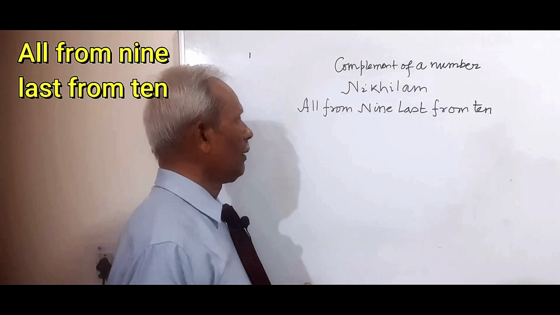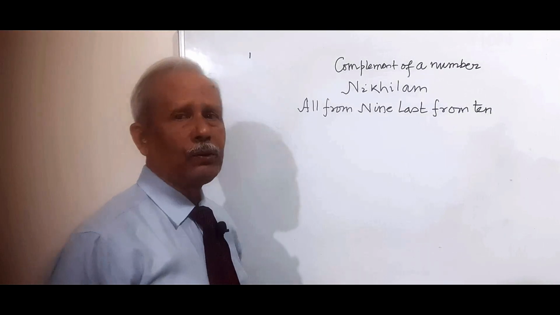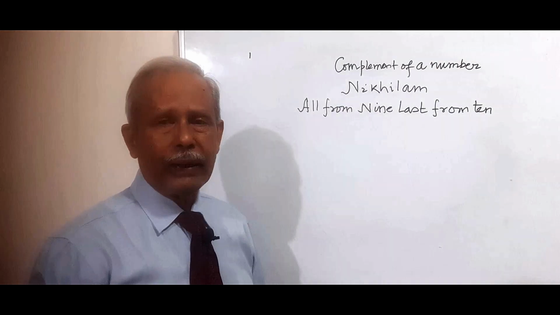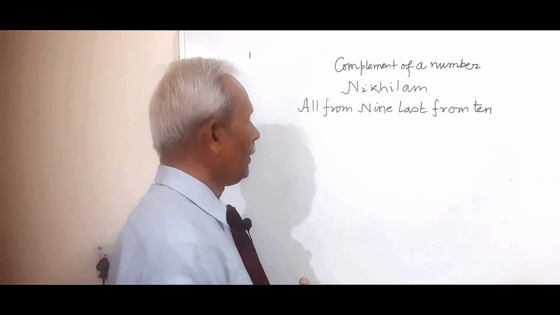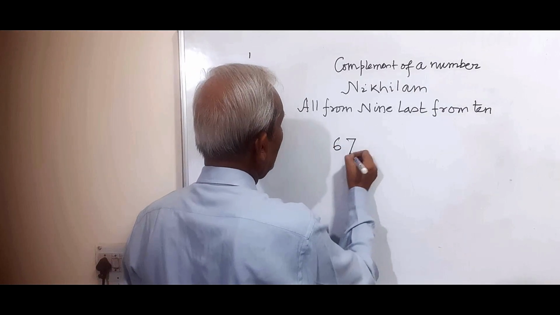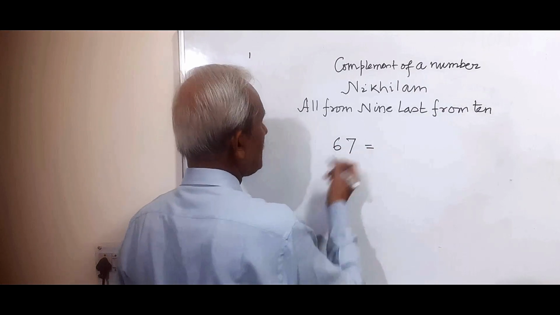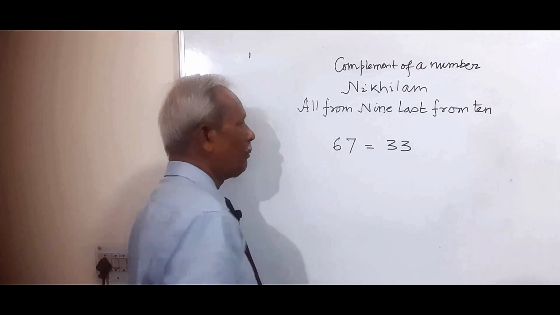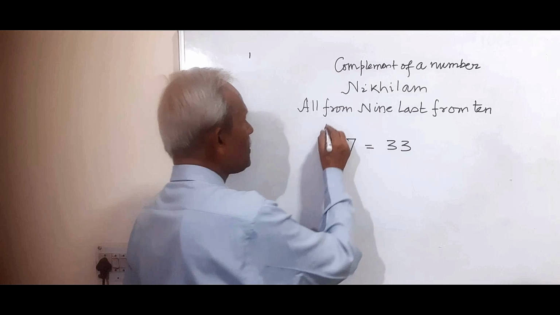Now let us see how, by using this particular sutra, we can make our subtraction easier, or find the complements easier. Now if I ask you the complement of 67, how much is it? It's 100 minus 67, that is 33. So here you have done actual subtraction. Means what you have done?